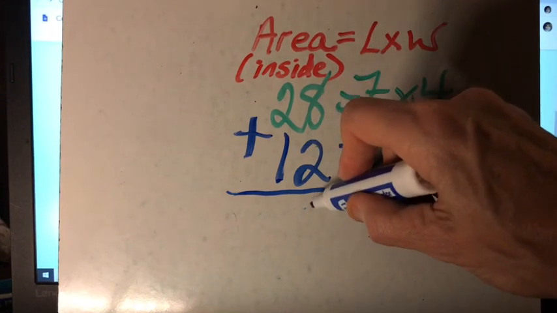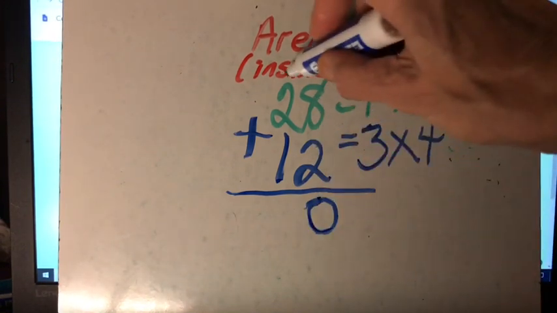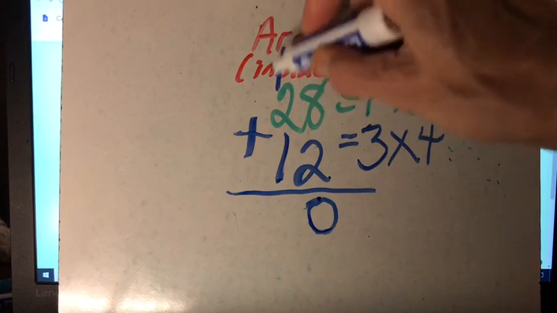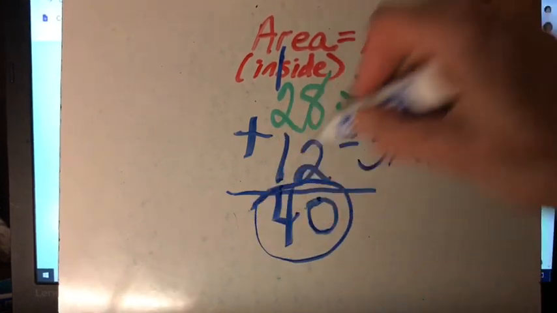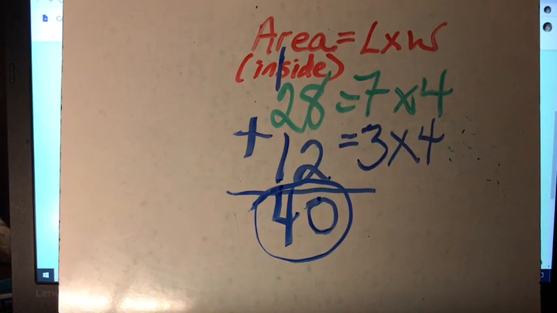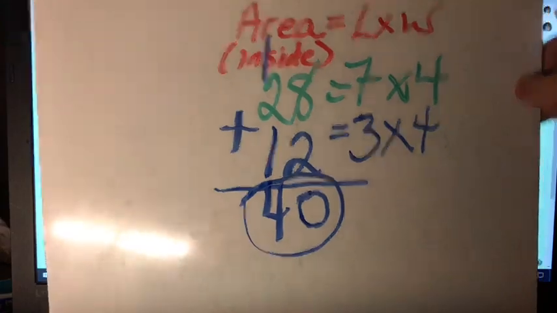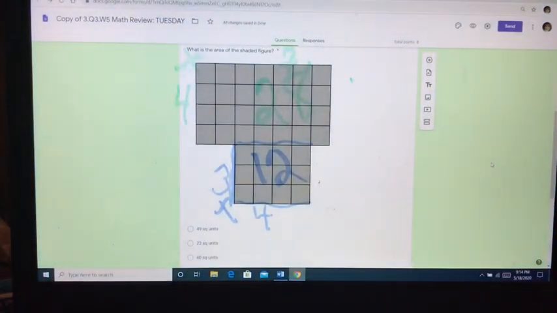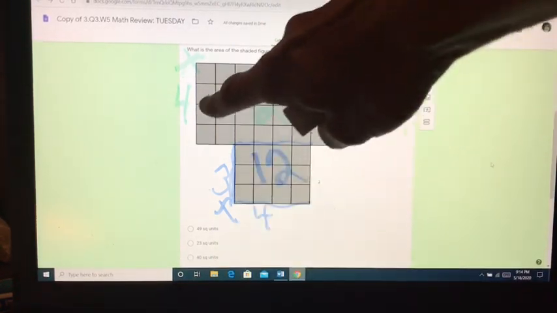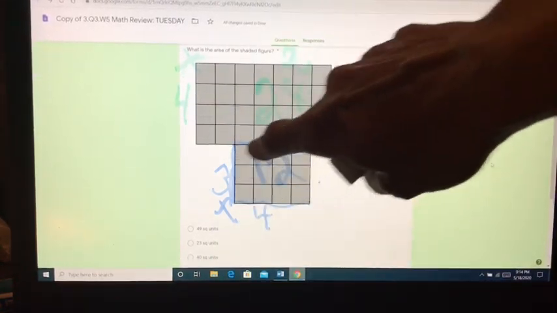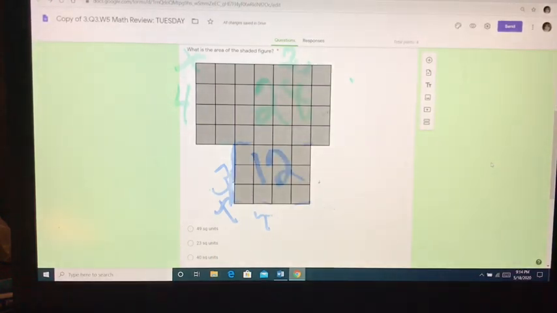8 plus 2 is 10, carry the 1. 2 plus 1 plus 1 is 4. So 40 square units is the total, or you could go back and count all the little squares on the inside and you would get 40 square units. The 28 inside and the 12 inside will equal 40 square units.